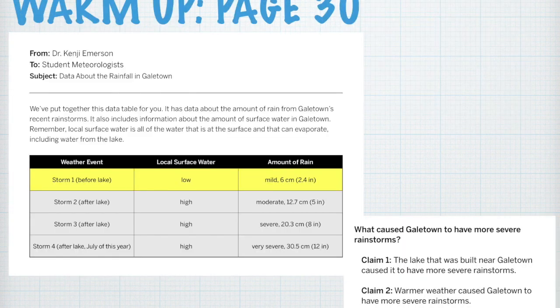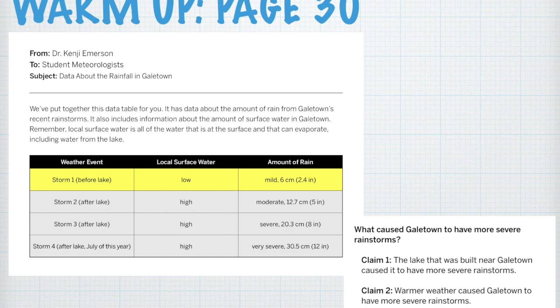I want you to turn to page 30 in your workbook. Let me read you this letter from the data from Galetown. We put together this data table for you. It has data about the amount of rain from Galetown's recent rainstorms. It also includes information about the amount of surface water in Galetown. Remember, local surface water is all of the water that is at the surface and can evaporate, including water from the lake. So we have 3 storms here.